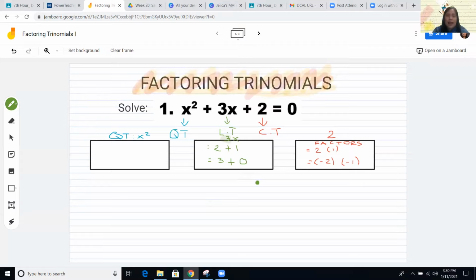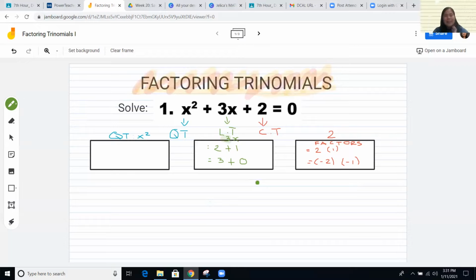Then after that, for the fourth step, let us recall them. Step 1, name all the terms: quadratic term, linear term, and constant term. We will identify the three terms. And then step 2, you will focus on the constant term and factor it. Find all the possible factors. Step 3, you will concentrate on the linear term. Find all the possible addends, the two numbers that if you add them, you will get 3.